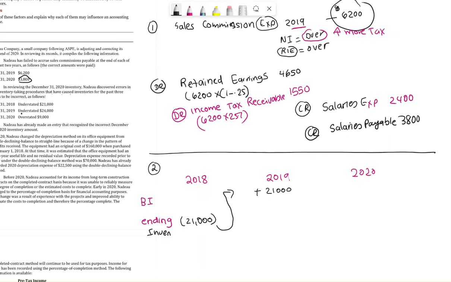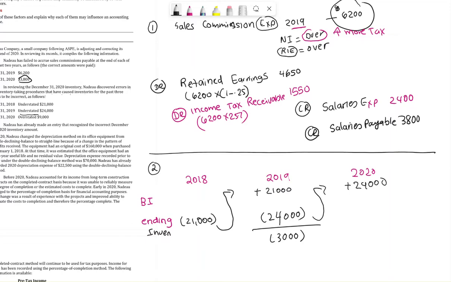Now the ending inventory in 2019 is understated. So what we had to do is adjust the 24,000 here. So the overall adjustment will be for the 3,000 here. But then I'm just showing you what the impact is. The impact is that going forward, in this case I have to add the 24,000 here.